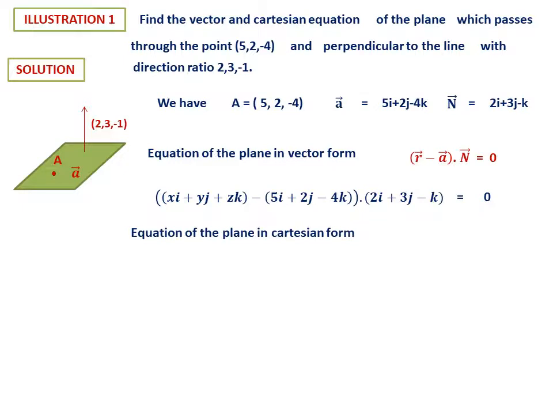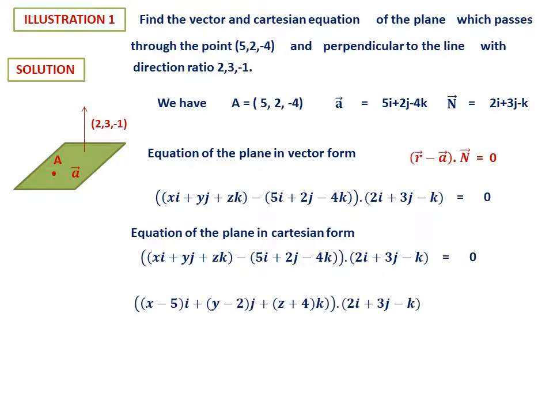Simplify. Of course, this is the vector form, you can keep it as it is. One more step, you can simplify if you want. That means x and 5 etc. you can club together. That is also not necessary. Then what is the Cartesian form? So the Cartesian form will be, first consider the vector form, that is (xi plus yj plus zk minus (5i plus 2j minus 4k)) dot (2i plus 3j minus k) equal to 0. This is the given vector form.